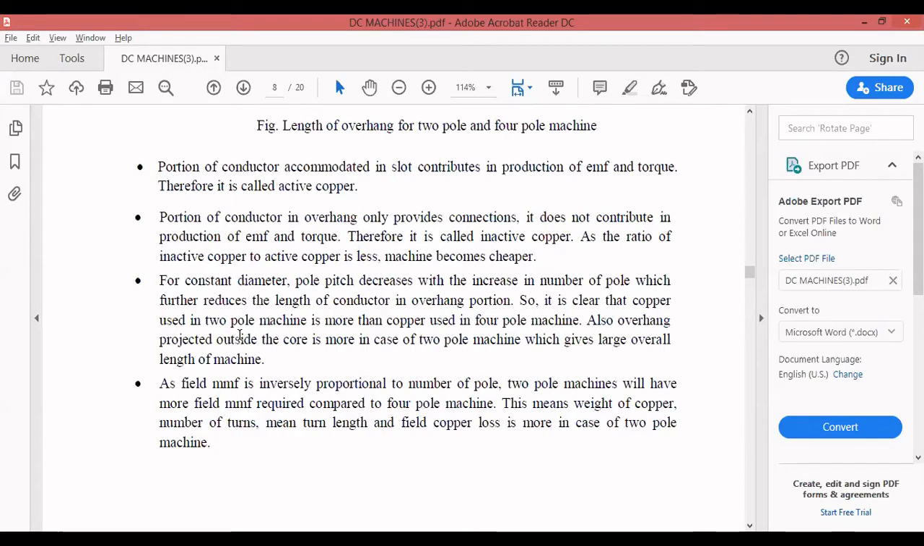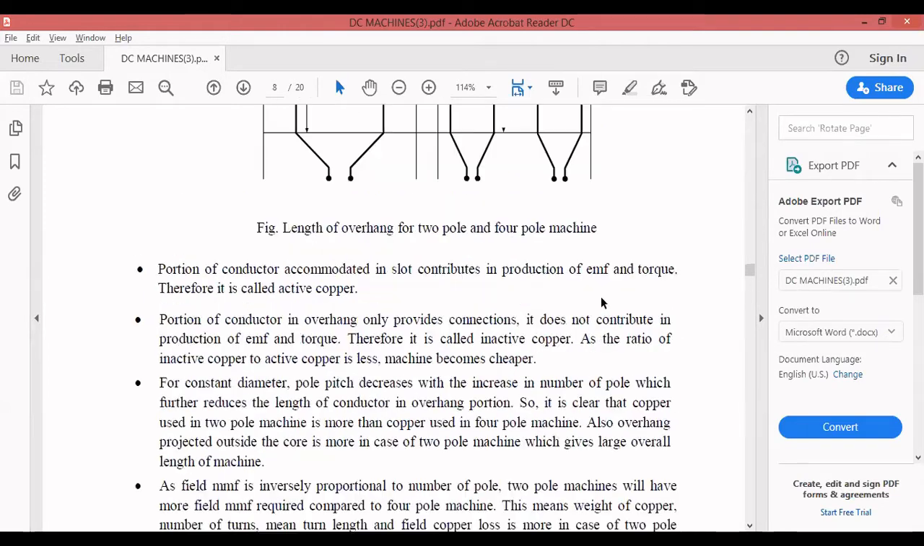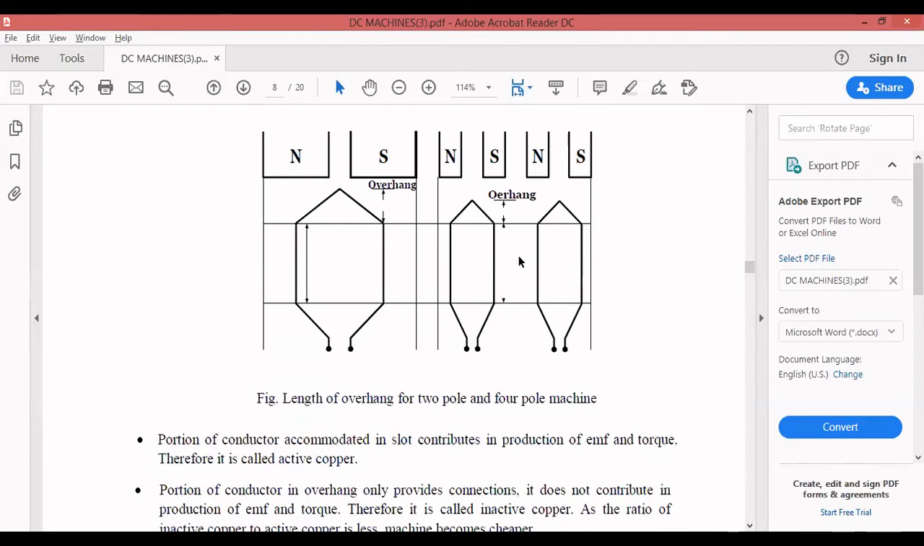So it is clear that the copper used in a two-pole machine is more than the copper used in a four-pole machine. Also, the overhang projected outside the core is more in the case of a two-pole machine, which gives a larger overall length of the machine. See here, if you consider a two-pole machine and a four-pole machine, the pole pitch will be more in the two-pole machine. Likewise, the overhanging of the copper will be more in the two-pole machine. In a four-pole machine, the pole pitch will become less. As you increase the number of poles, the pole pitch becomes less, so the inactive copper, your overhanging of copper, also becomes lesser.